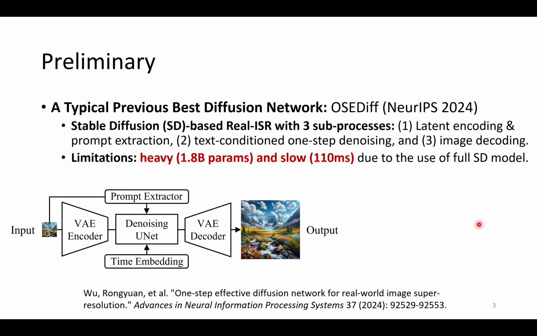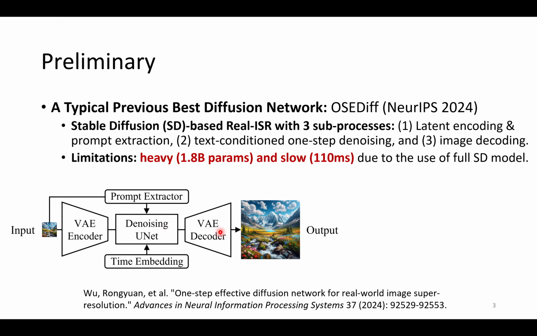The baseline we start from is a representative one-step diffusion model called OSEDiff, short for one-step effective diffusion. OSEDiff repurposes the original Stable Diffusion model, which was designed for generating images from text prompts. It keeps most of the structure from Stable Diffusion, including the VAE encoder, the denoising UNet, and the VAE decoder.